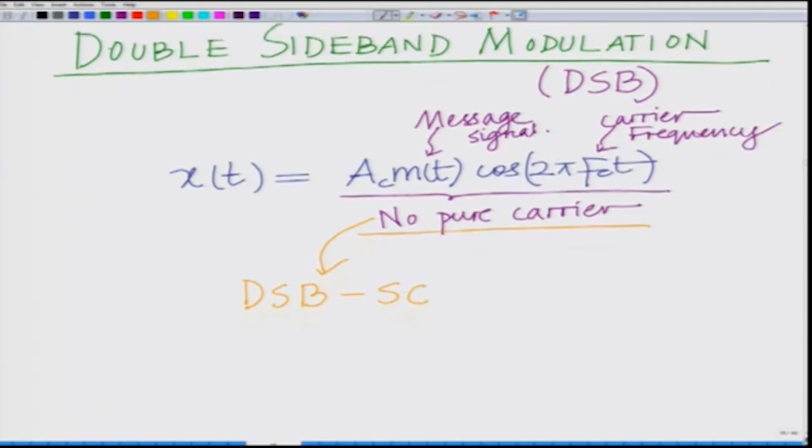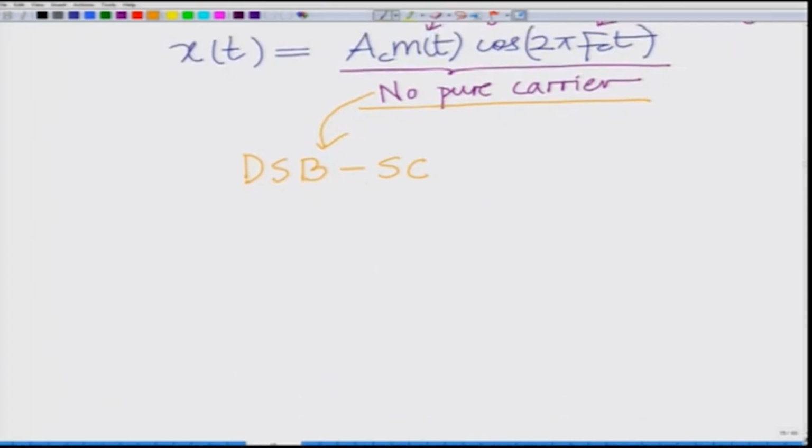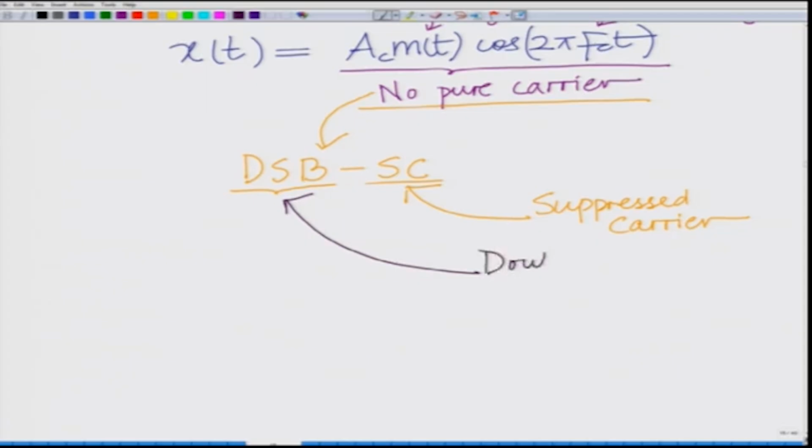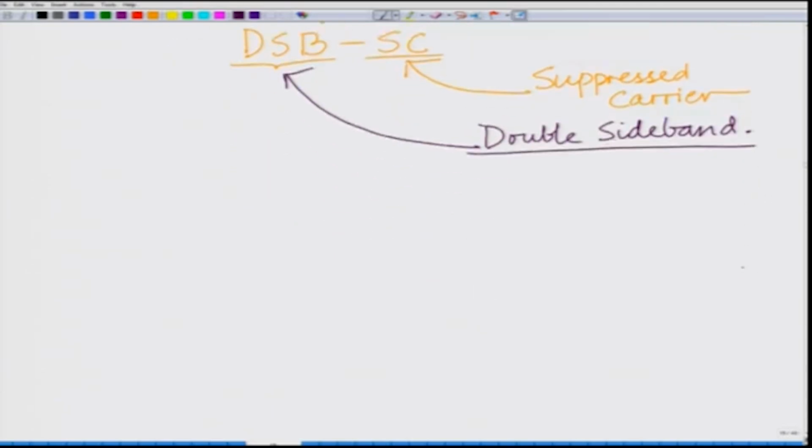Now, since there is no pure carrier, this is also termed DSB-SC, where DSB, as you already know, stands for double sideband, and SC stands for suppressed carrier. Let us look at the spectrum of a DSB-SC signal.